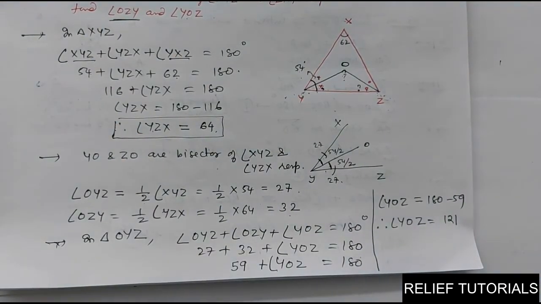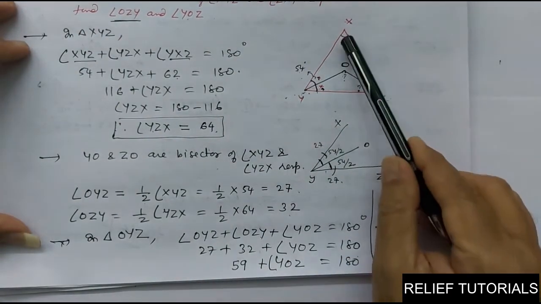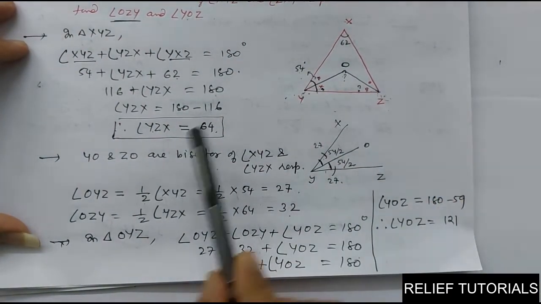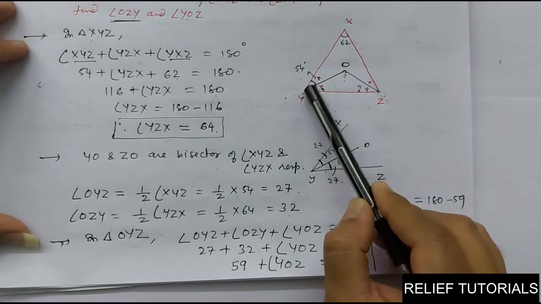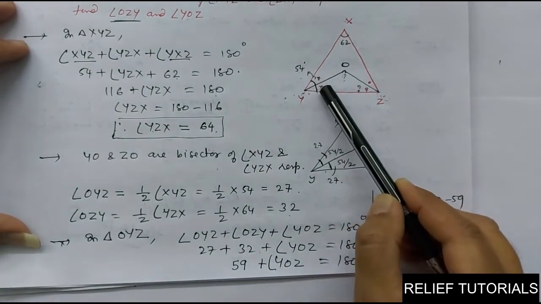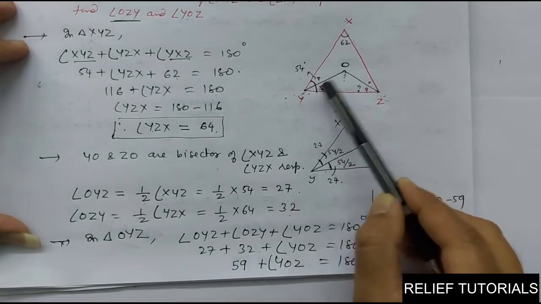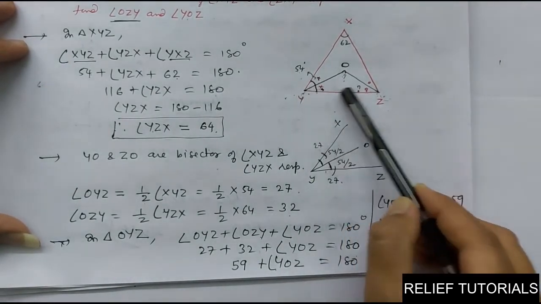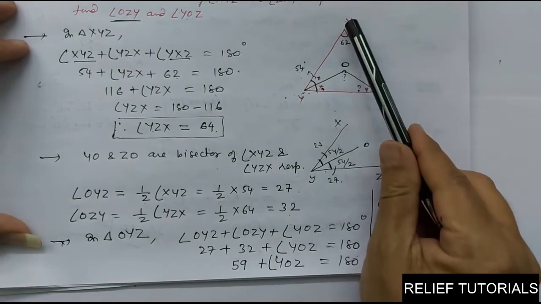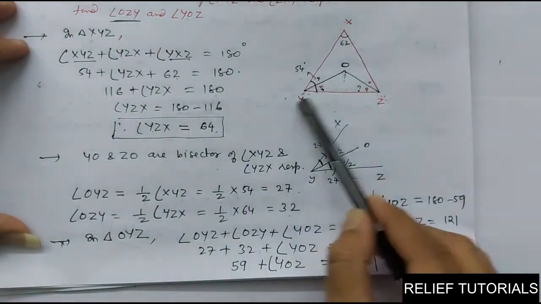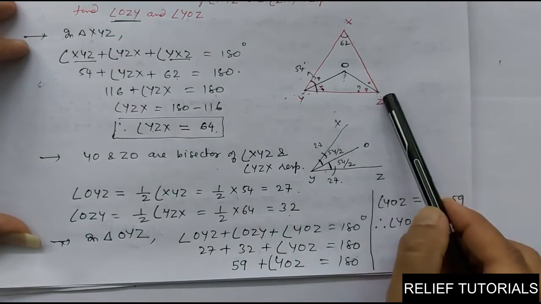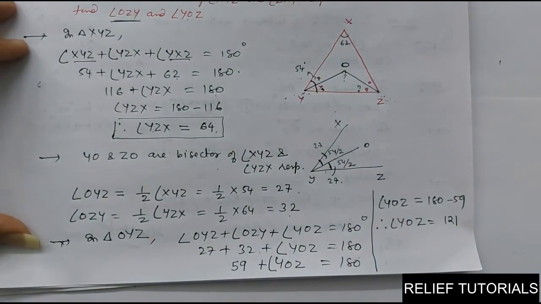So what is the moral of the story? We have the big triangle XYZ, we have two angles, and we find the third angle by the angle sum property. Clear? And these are the bisectors. So 54 means this will be 27, and 64 means this will be 32. We got two angles, so the third angle can once again be found by the angle sum property. First we applied the angle sum property in triangle XYZ, then in the small triangle OYZ. Clear? So I hope you understood this problem.